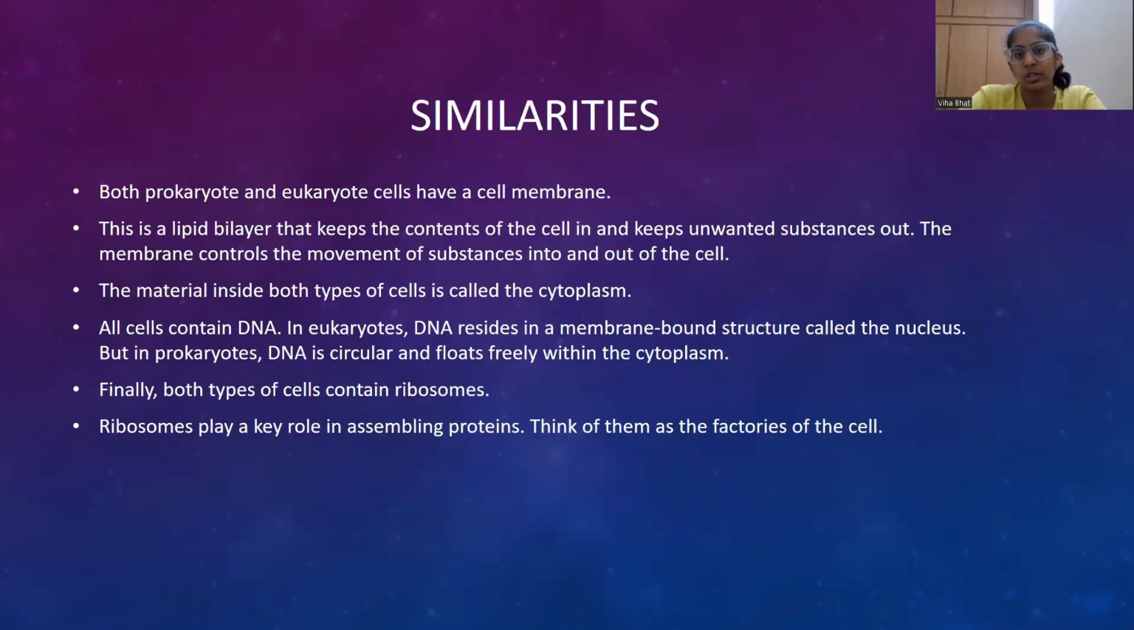The similarities between the two are as follows. They each have a cell membrane, and this cell membrane is made up of some kind of lipid bilayer that keeps the contents of the cell inside and keeps unwanted substances outside. So the membrane controls the movement of substances into and out of the cell. The material inside both these types of cells is called cytoplasm. All of these cells contain DNA.